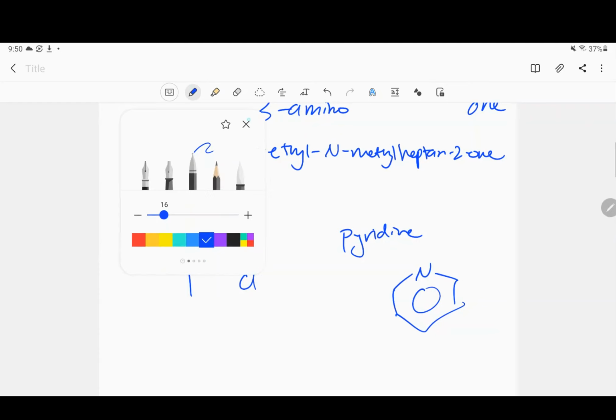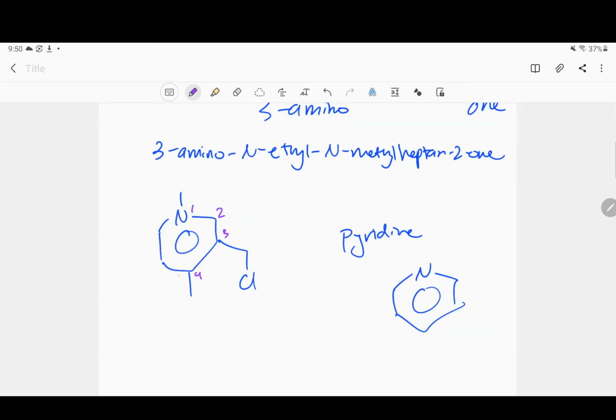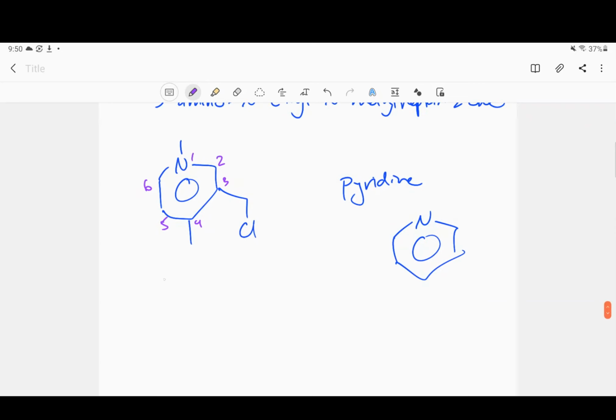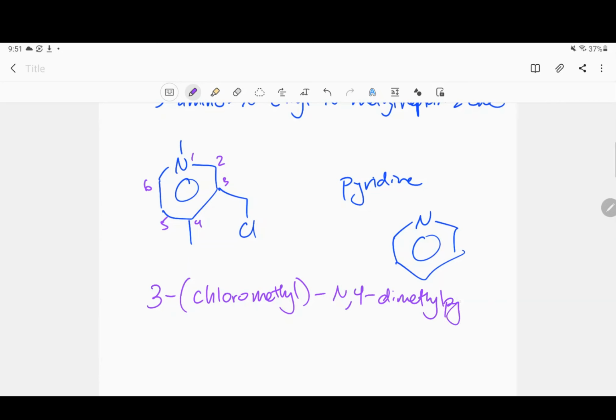So the nitrogen is number 1. We're going to have a methyl group on carbon 3. What is that? What's the substituent going to be? The chlorine and the methyl. What's that called? Chloromethyl. And then you have the rest. Pyridine.